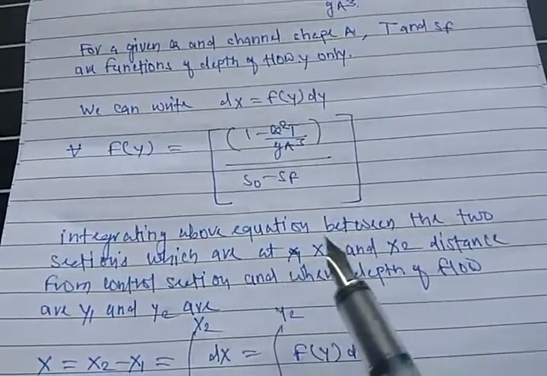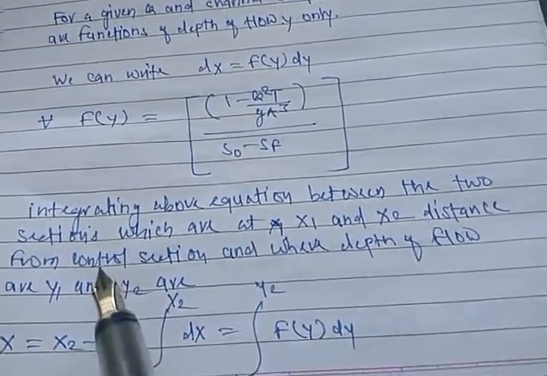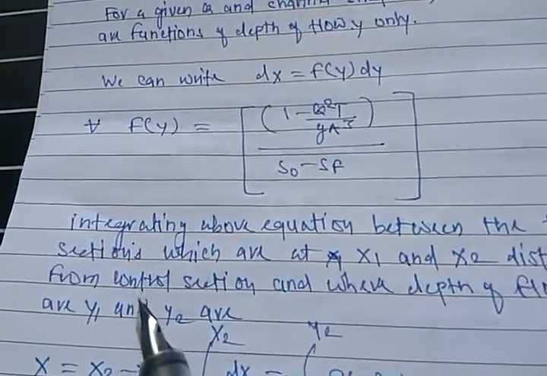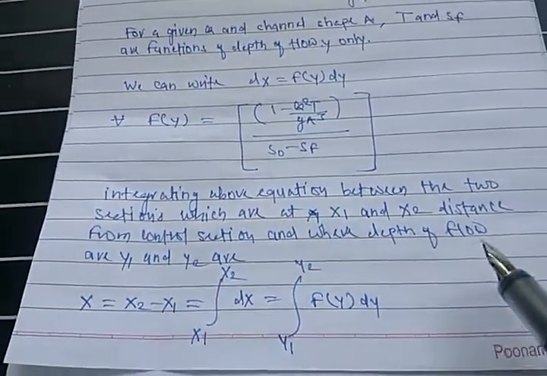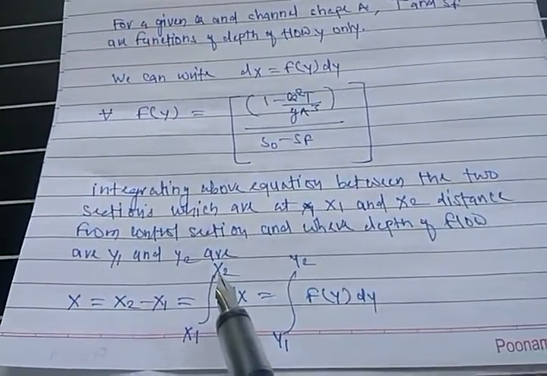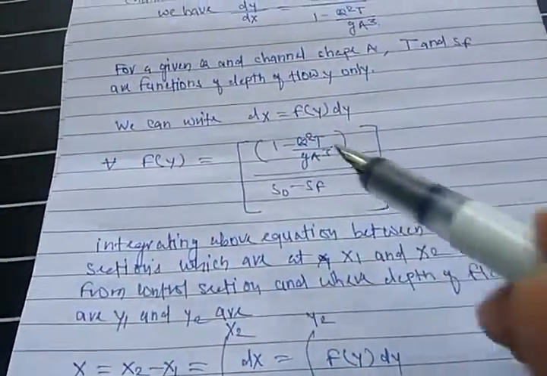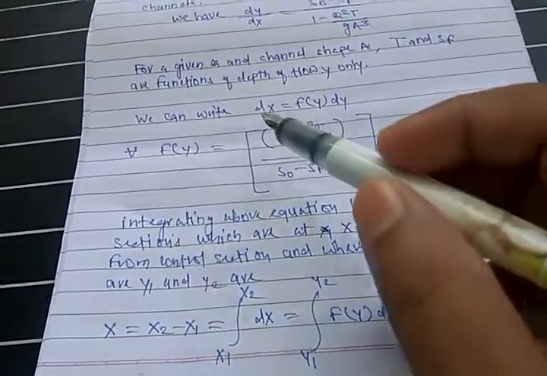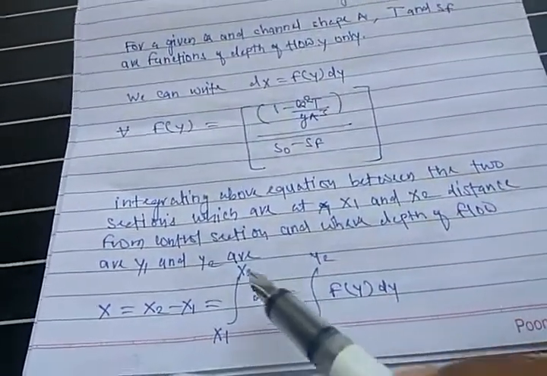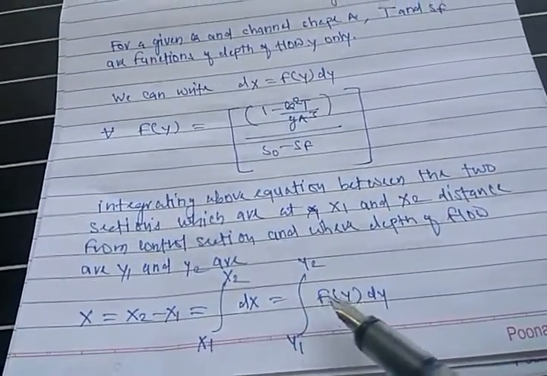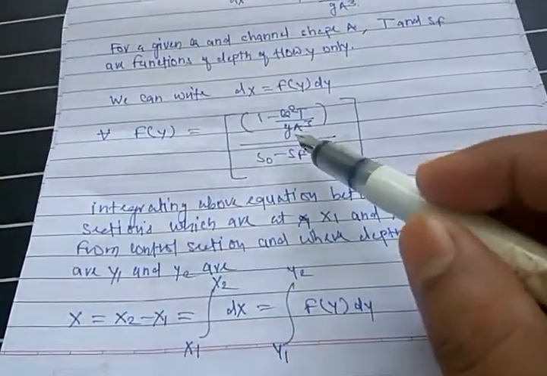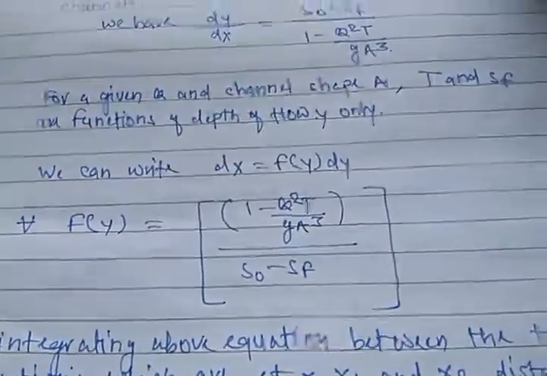Next, integrating the above equation between two sections which are at x1 and x2 distance from the control section, where the depths of flow are y1 and y2. So we will be integrating dx, so x2 minus x1 is equal to the integral from y1 to y2 of f of y dy. Here f of y is actually (1 minus Q squared T upon g A cubed) upon (S0 minus Sf).